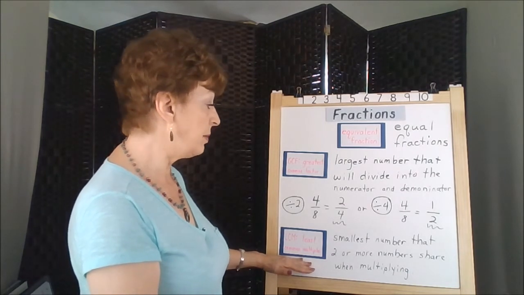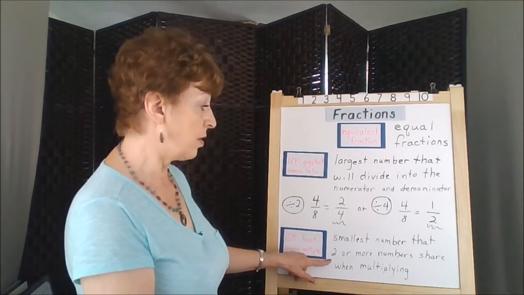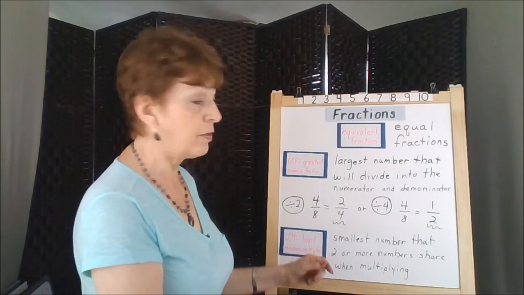The least common multiple is the smallest number that 2 or more numbers share when multiplying.